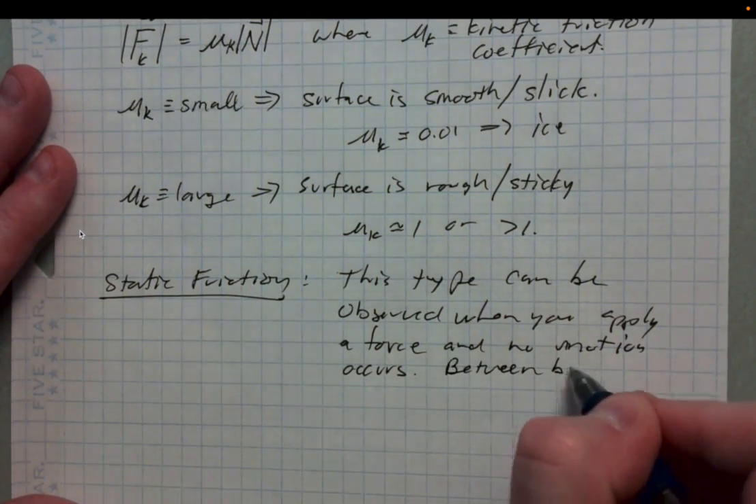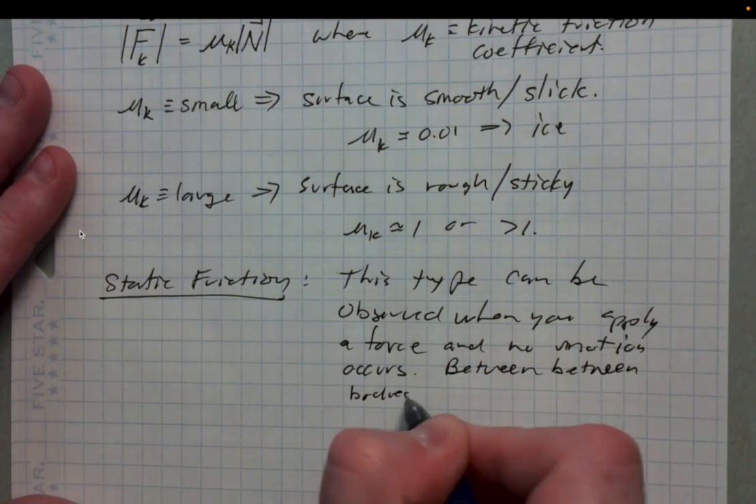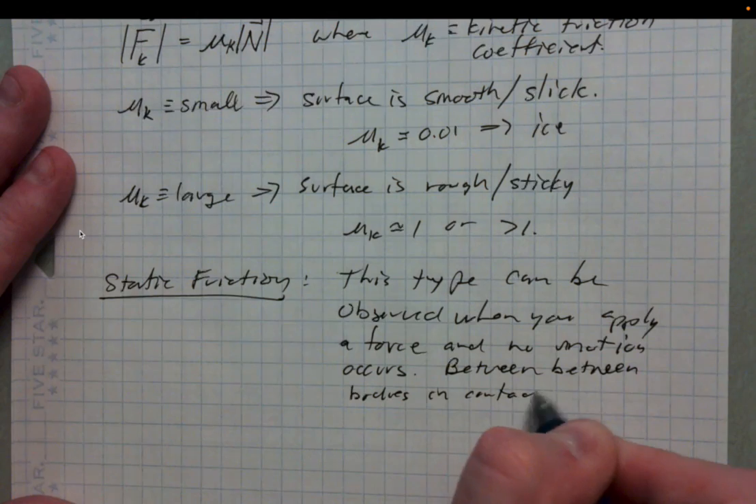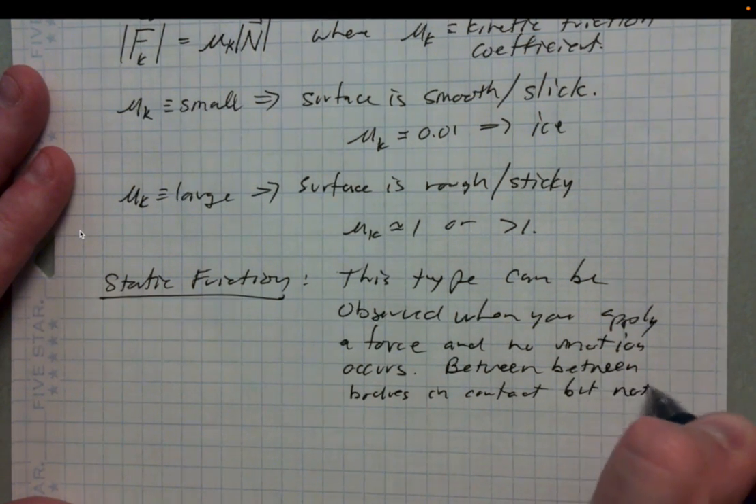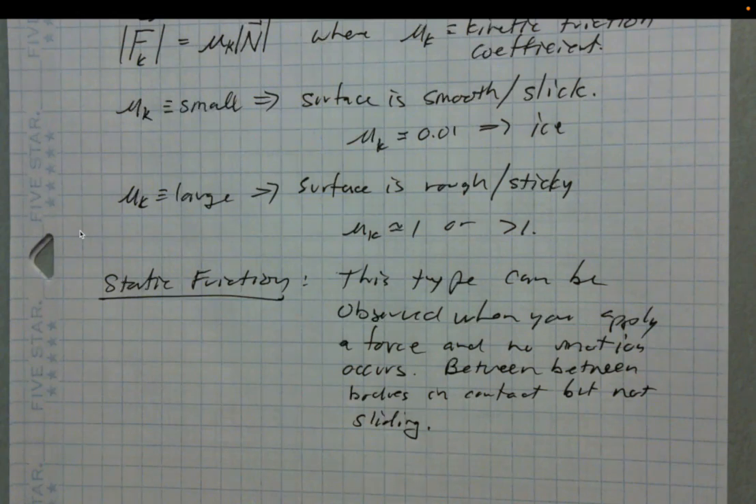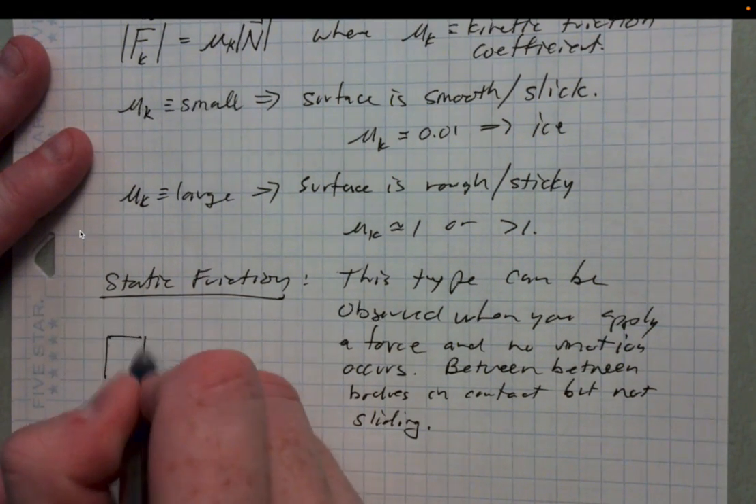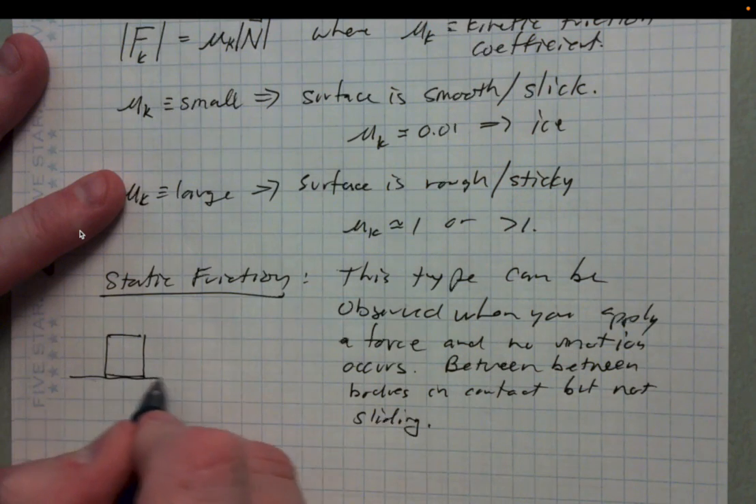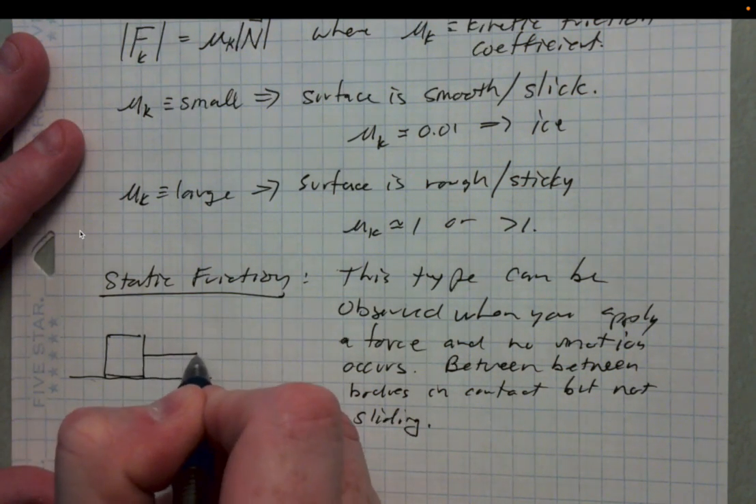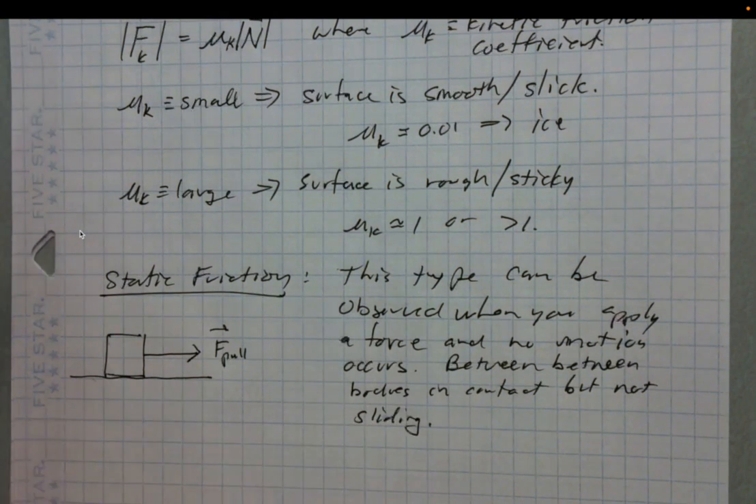So it occurs between bodies in contact but not sliding. Okay, so the idea here would be, going back to my brick on a surface, maybe I pull or push on the brick, I exert a force on the brick, but it doesn't actually move.